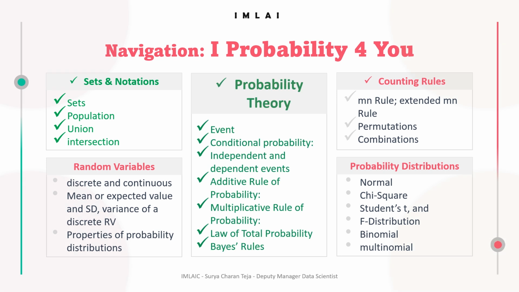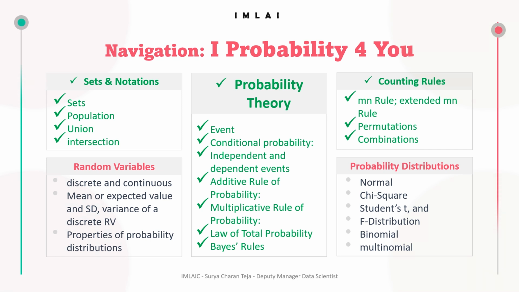In probability theory, we have seen event, conditional probability, independent and dependent events, additive rule of probability, multiplicative rule of probability, law of total probability, and Bayes theorem or Bayes rule. Once that is done, we moved on to the counting rules. In counting rules, we have seen different types of counting rules, that is the MN rule or extended MN rule, which is your multiplication rule, then the addition rule, permutations and combinations.